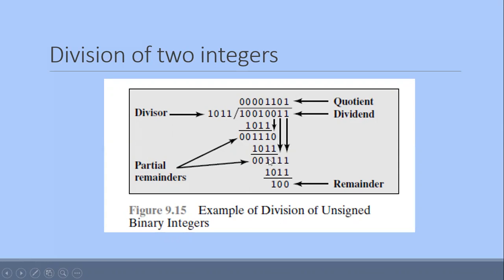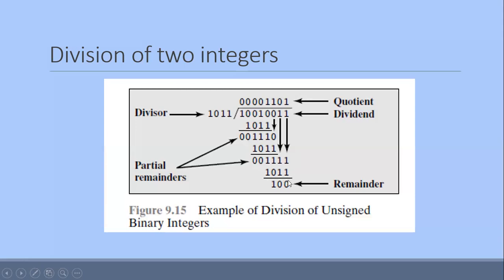0011. Now check whether this is greater than the divisor. It is not. Now take the next bit, 00111. This is again not greater than the divisor. So what we have done here is we have put 0 here. Now take the next bit. Now check whether this is greater than the divisor. Yes, it is greater than the divisor, so we put 1 here. And again we perform the subtraction.